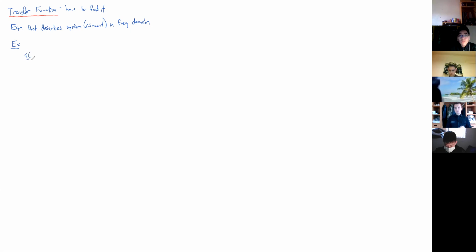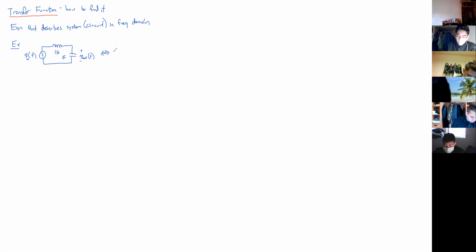Here's our input waveform. I'm going to show you what it is by a simple example. Here's an inductor, a capacitor, and our output. Now that's in the time domain. So we can equally well write this in the frequency domain.